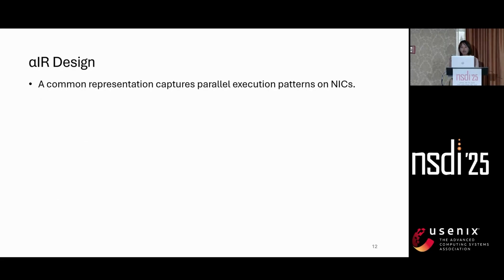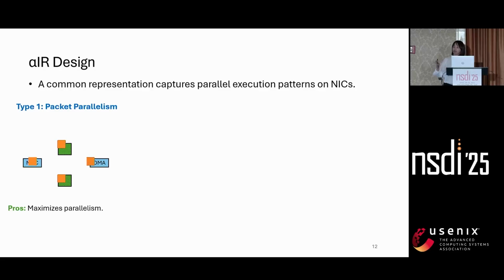So the goal of Alpha IR is to serve as a general representation that can capture the diverse parallel execution semantics on SmartNICs. We see three main types of parallelism on SmartNICs. The first type is packet parallelism. Think about a NIC that has two compute units. The way you could run your program is to replicate it across them, and by spreading packets across these compute units, you can utilize the massive amount of hardware parallelism.